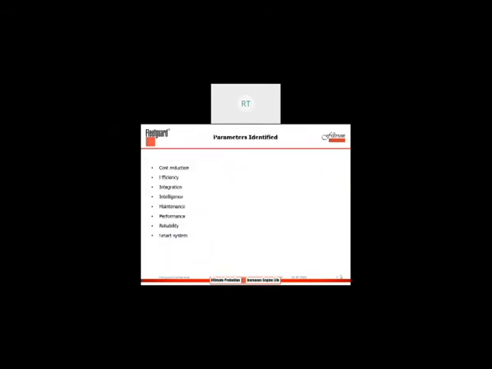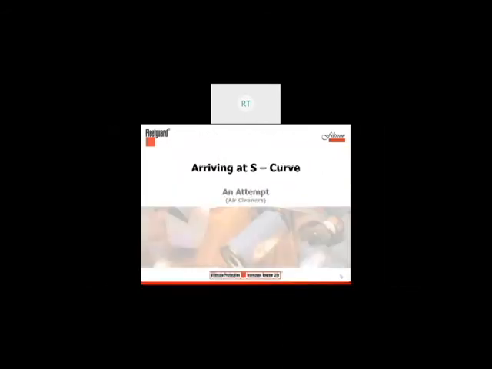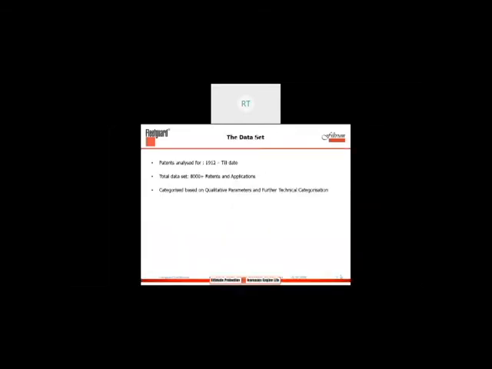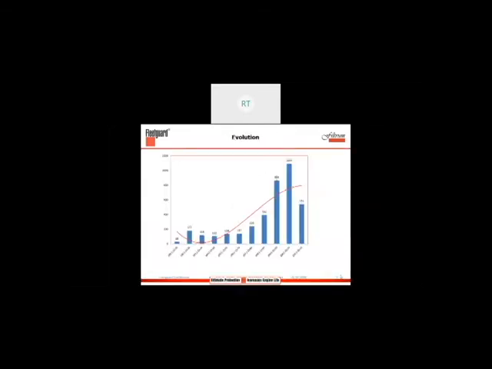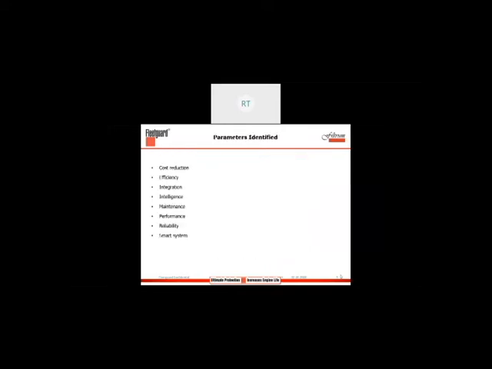So this is for an air filter. This S-curve was done for an air filtration system or an air cleaner. This is how the evolution of air cleaner happened over the years. This is a graph that has been plotted of the level of inventions and the number of inventions that have come up in this domain from 1911 until 2016, so covering a good 105 years. The parameters that were identified there were cost reduction, efficiency, integration to the super system, intelligence, maintenance, performance, reliability, and smart systems.